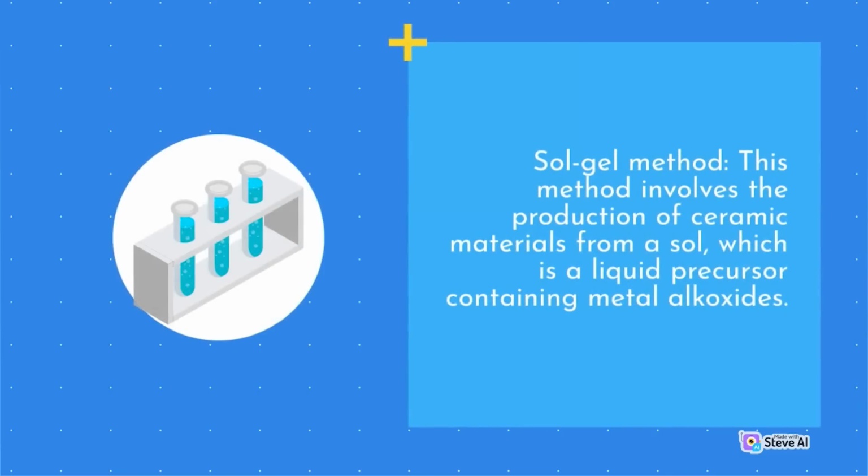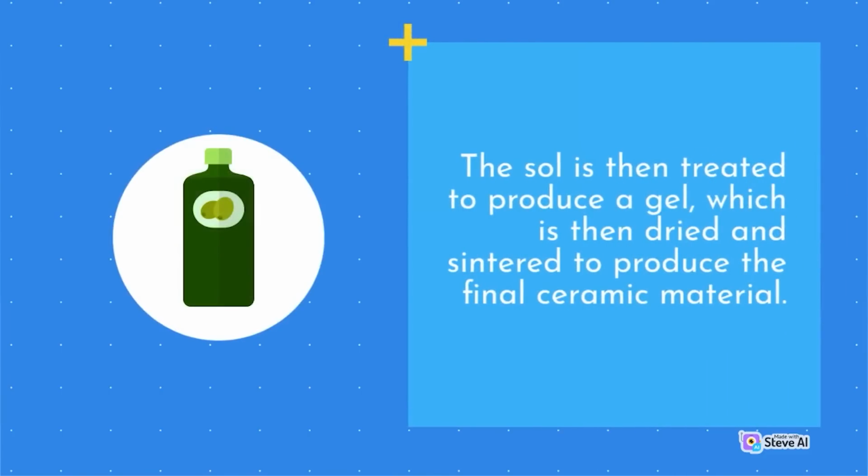Sol gel method. This method involves the production of ceramic materials from a sol, which is a liquid precursor containing metal alkoxides. The sol is then treated to produce a gel, which is then dried and sintered to produce the final ceramic material.